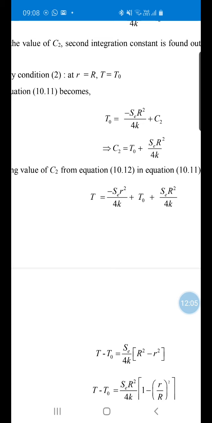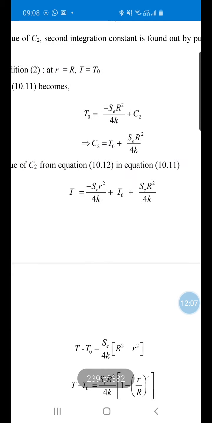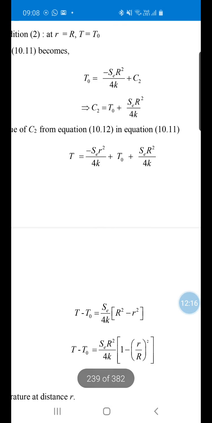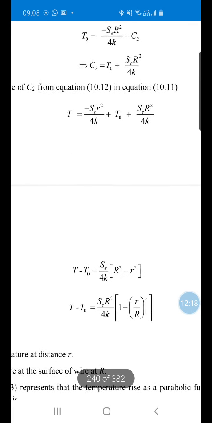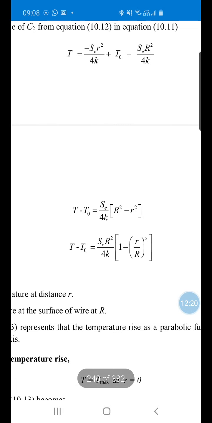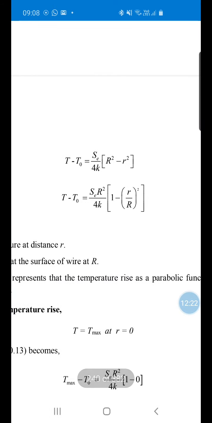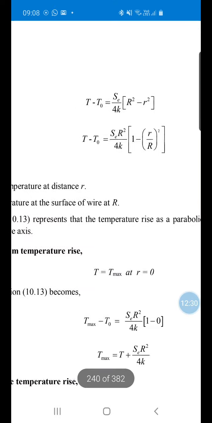So putting this condition, we can find out the value of C2, that becomes equal to T naught plus C into R square by 4K. Put this value of C2 again in the equation of temperature. You will get this equation. By solving this equation, you will get the equation for temperature difference, T minus T naught is equal to Se into R square by 4K, bracket 1 minus r by capital R, bracket square.